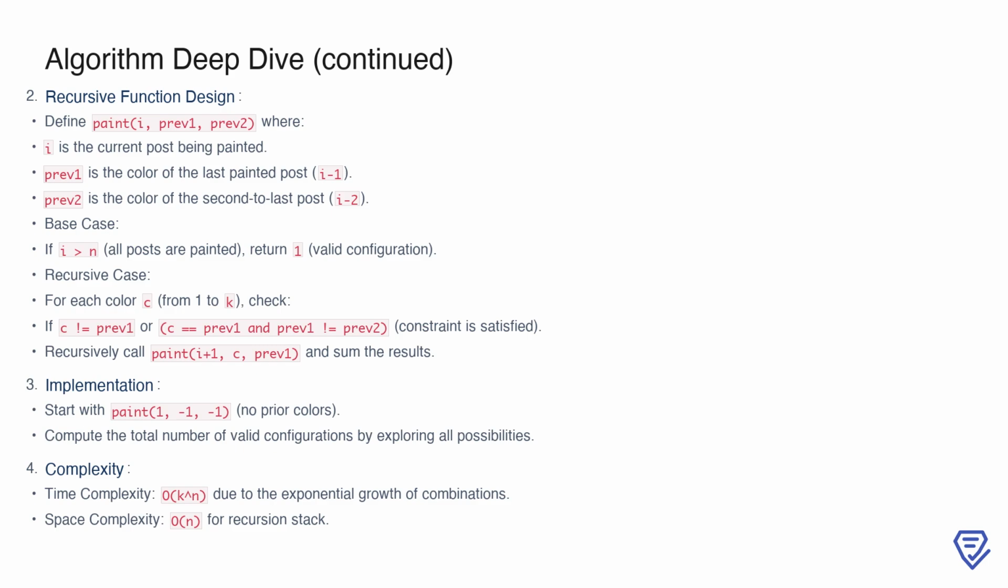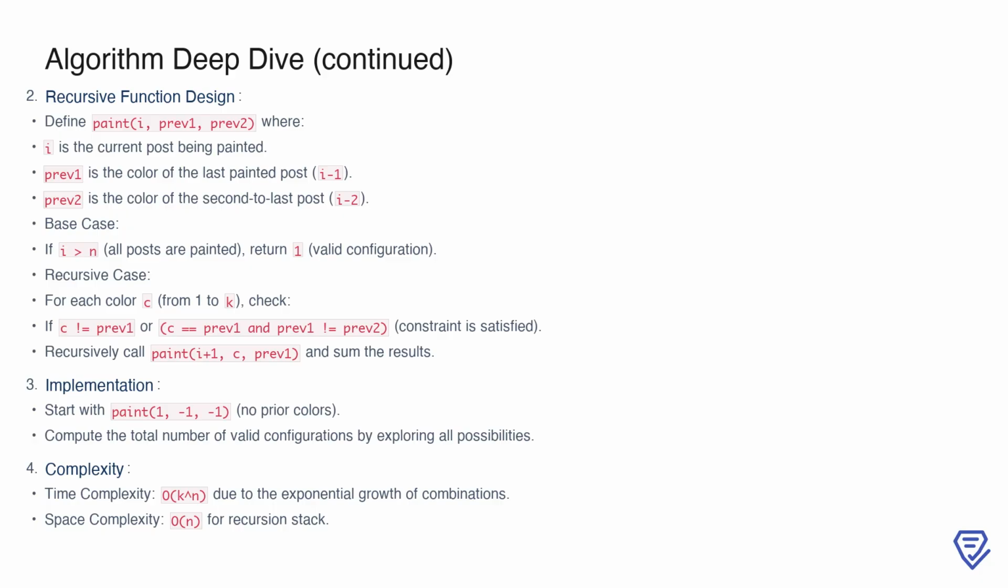To design the recursive function, we define a helper function paint(i, prev1, prev2). Here, i represents the current post being painted, while prev1 and prev2 are the colors of the last two posts. For the base case, if all posts are painted, meaning i > n, the function returns 1 because it represents a valid configuration.